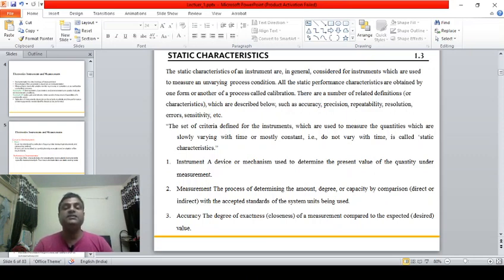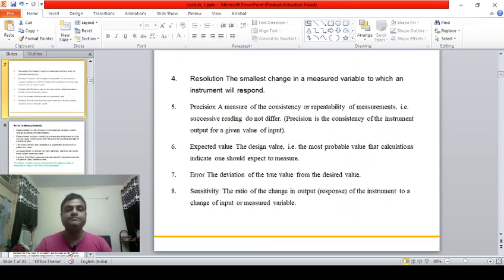Accuracy is the degree of exactness of the measurement compared to the expected value. For example, on the packet it is written 300 grams, but if we measure this particular packet, we find 280 grams, so there is an error of 20 grams. So that defines the accuracy. So an instrument is a device or mechanism used to determine the present value. Measurement is a process of determining the amount, degree or capacity by comparison, and accuracy is the degree of exactness of a measurement. Then we move to some other definitions.